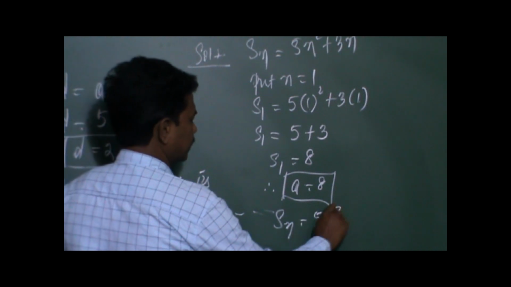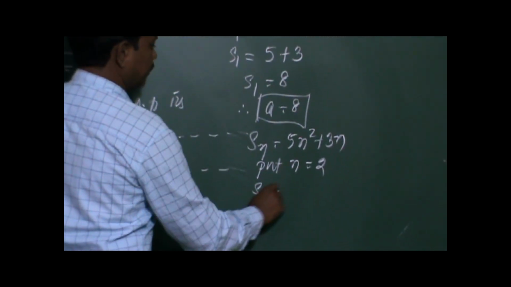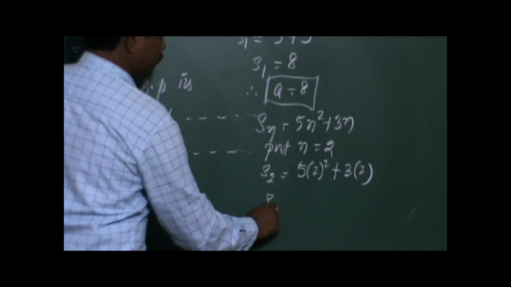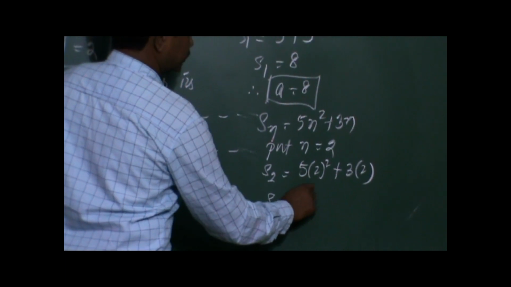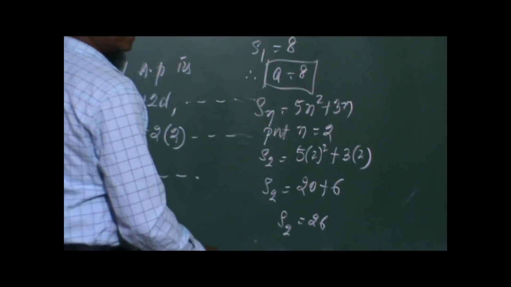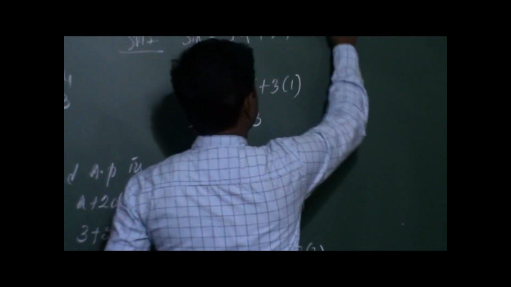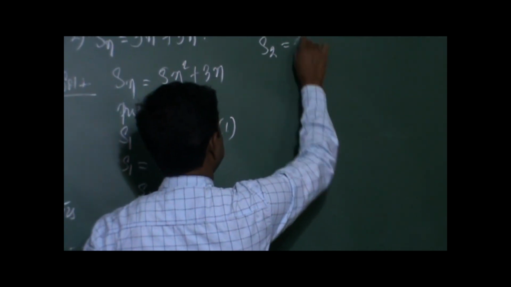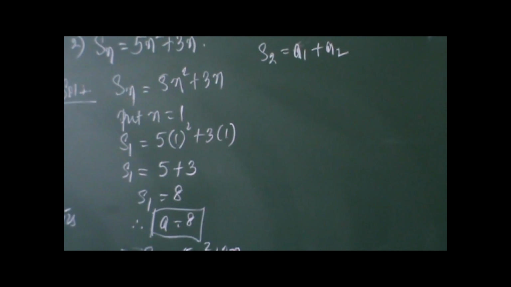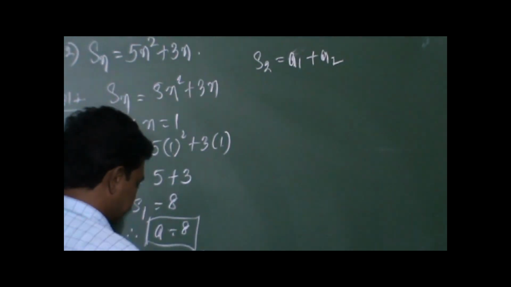Sn is equal to 5n square plus 3n. So put n is equal to 2. So S2 is equal to 5 into 2 square plus 3 into 2. So 2 square is 4, 4 fives are 20, plus 3 twos are 6. So S2 is 26. Now let us define S2. S2 can be written as A1 plus A2, which you have learnt in your previous class. A1 is a, that is nothing but 8. So S2 value is 26.